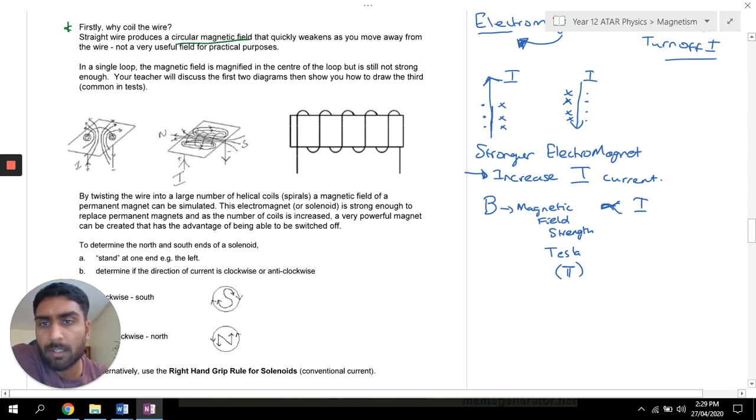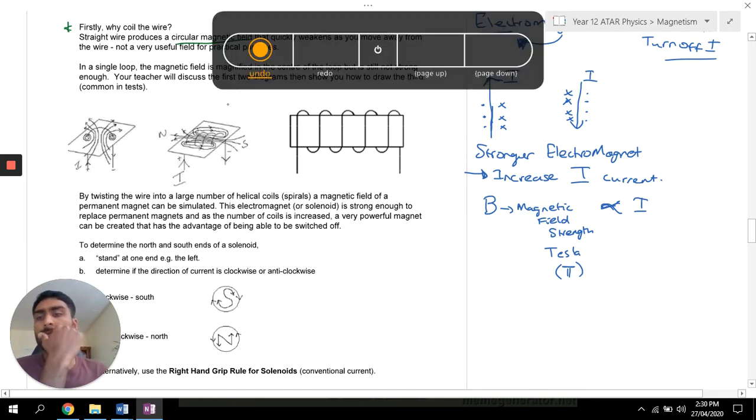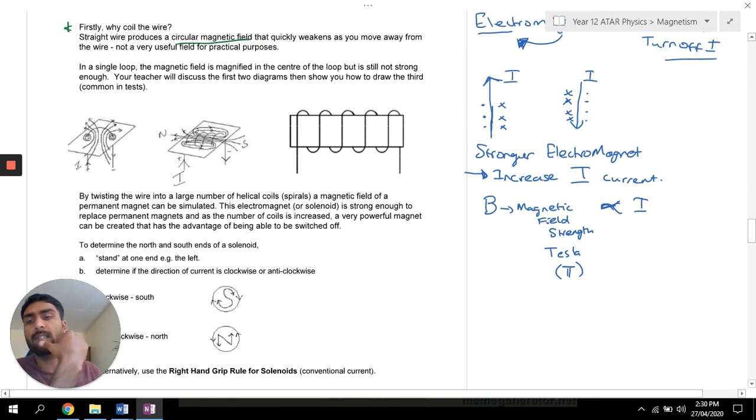So if we loop the wire once in a circle, I don't actually like that explanation, but anywho, it goes on to say, by twisting the wire into a large number of helical coils, the magnetic field of a permanent magnet can be simulated, and it's strong enough to replace permanent magnets. Okay, so let's see how they do this.